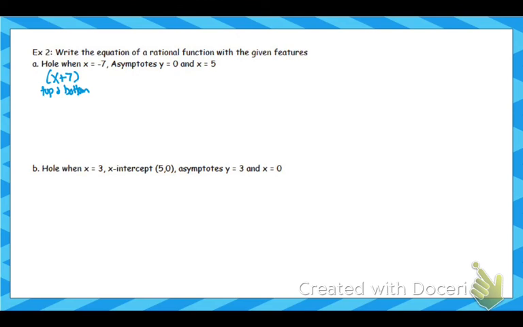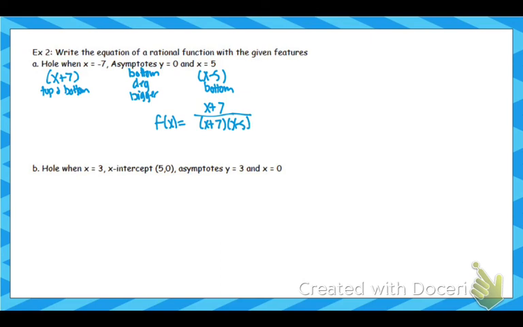Asymptote of y equals 0. That's a horizontal asymptote. That means the bottom degree is higher. And then if I have an asymptote of x equals 5, then x minus 5 is going to be on the bottom. So the way I would write this is x plus 7 at the top, x plus 7 on the bottom, and x minus 5 on the bottom.